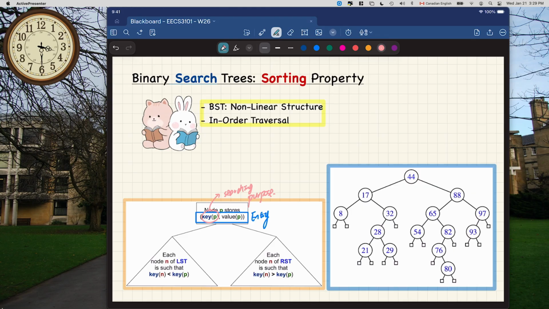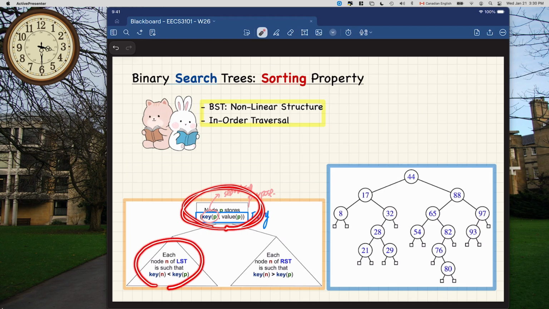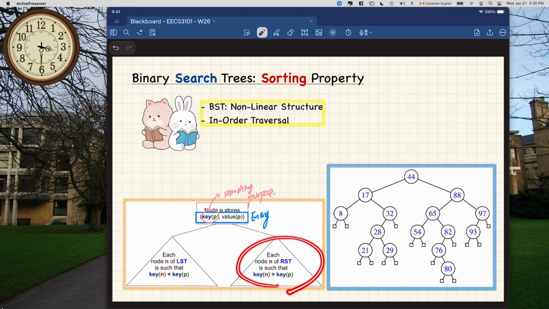It's a recursive property. Given any root over here, every node on the left subtree must have their key value strictly less than this value. And every node in the right subtree also has a key value larger than that, right? That's what you have seen in 2101.